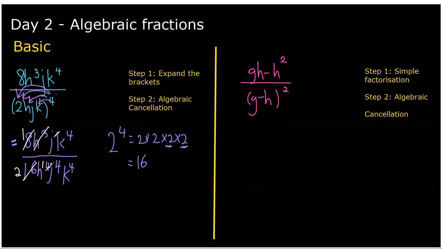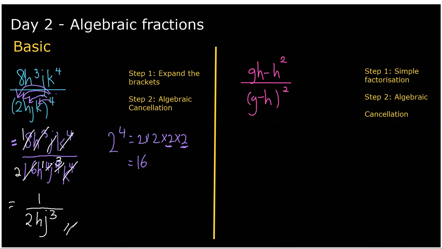And the j I'm going to cancel, and therefore here I'm left with a j cubed. And k to the power 4 cancels with k to the power 4, which gives me nothing, so it's fully cancelled for my k. Now it looks very messy, so I'm just going to rewrite this. I'll get 1 over 2hj cubed.